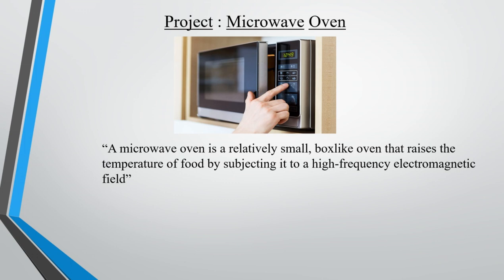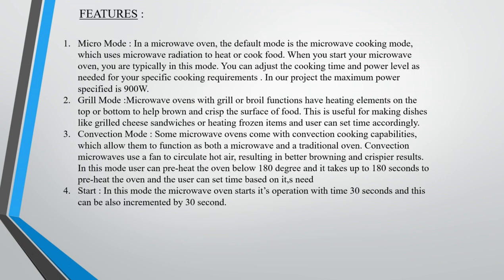Our project is a microwave oven. A microwave oven is a relatively small box-like oven that raises the temperature of food by subjecting it to a high frequency electromagnetic field. So the food gets heated by its high frequency electromagnetic field. The features of a microwave oven are micro mode, grill mode, convection mode, and start. Micro mode is when you start your microwave oven; you are typically in this mode. You can adjust the cooking time and power level as needed for your specific cooking requirements. In our project, the maximum power specified is 900 watts.